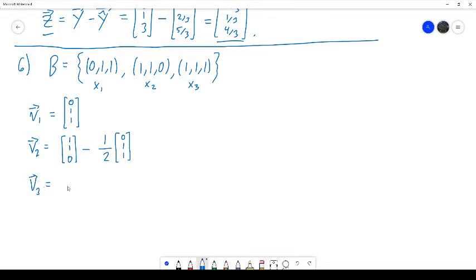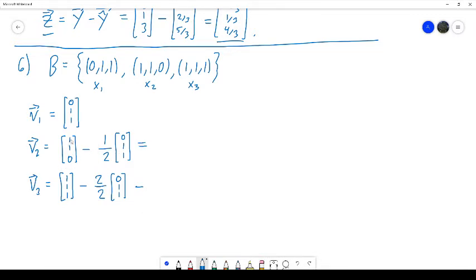Let's also get v3. v3 is going to be the x3 vector, the third vector from our basis, minus the projection of x3 onto v1. So the dot product of x3 and v1 is 2, and the dot product of v1 with itself is 2, and then the v1 vector. And then we're also subtracting the projection of x3 onto v2. So actually, before we finish this, we need to finish and get v2.